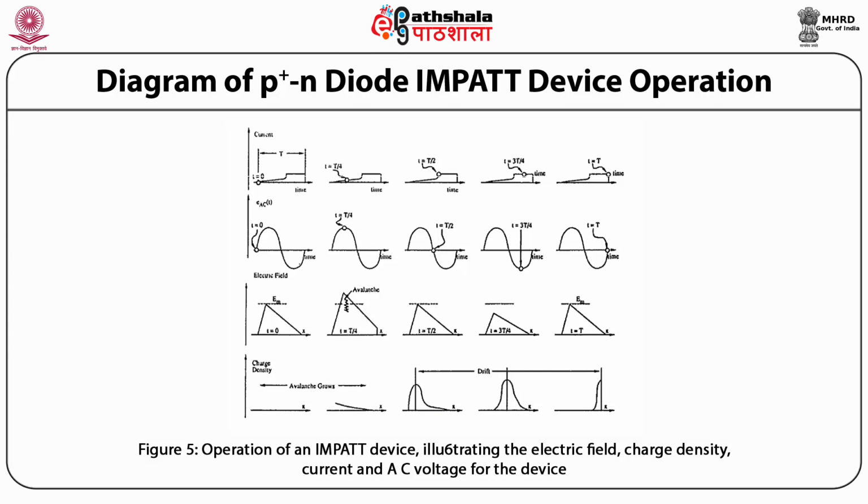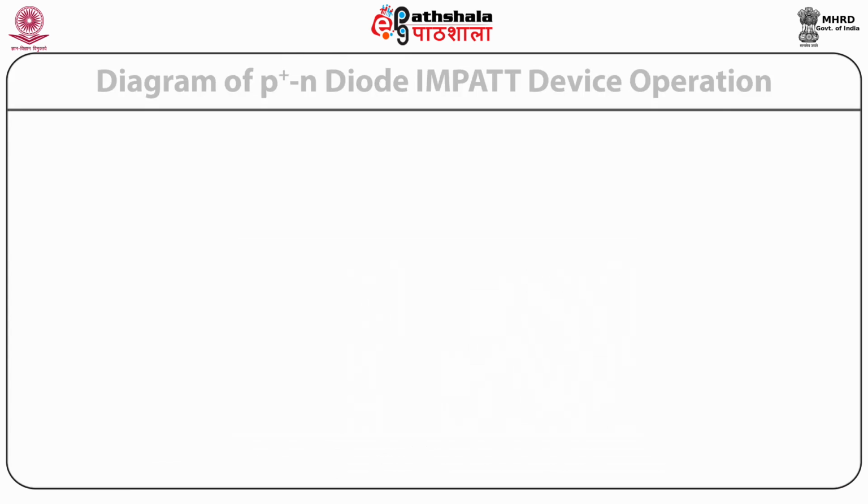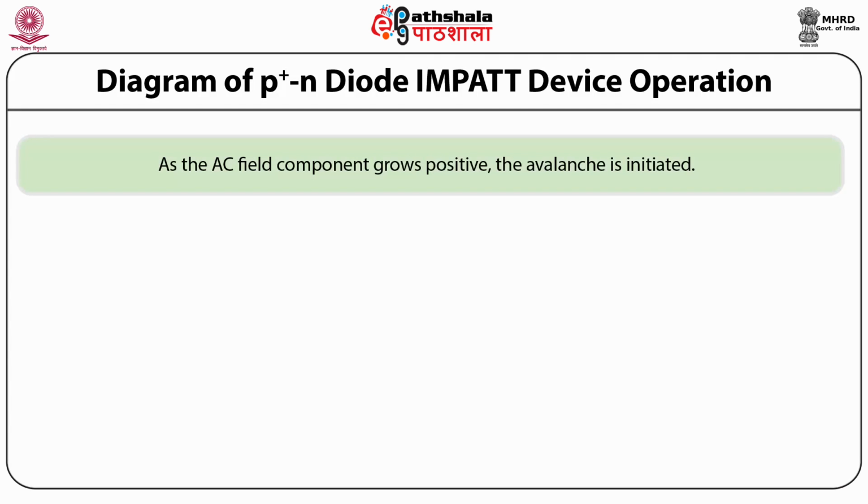Now referring to the previous figure where the AC electric field is shown in the lowest set of curves as a function of time, in the top of the diagram we can see, in the first frame, the DC electric field distribution. As the AC field component grows positive, the avalanche is initiated.